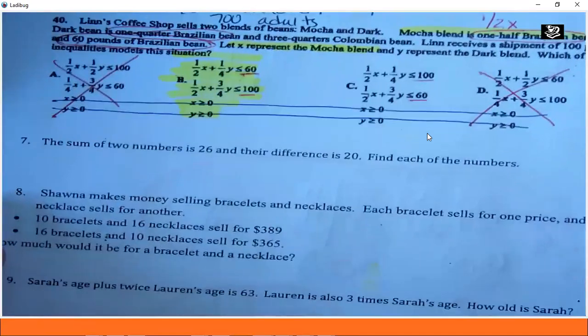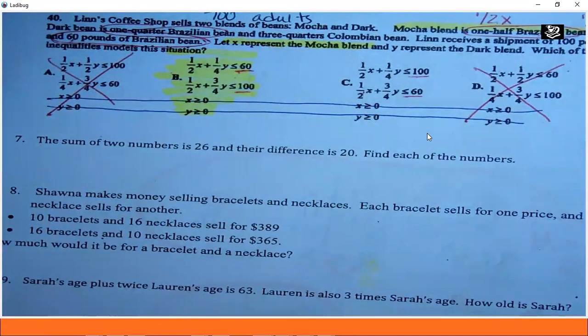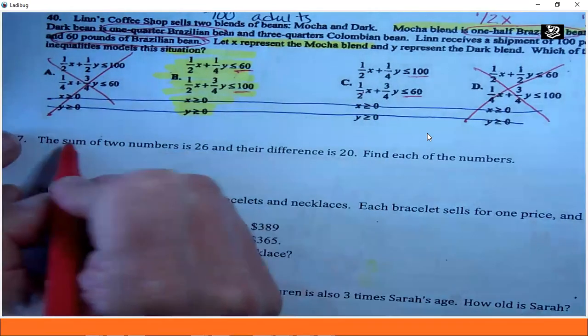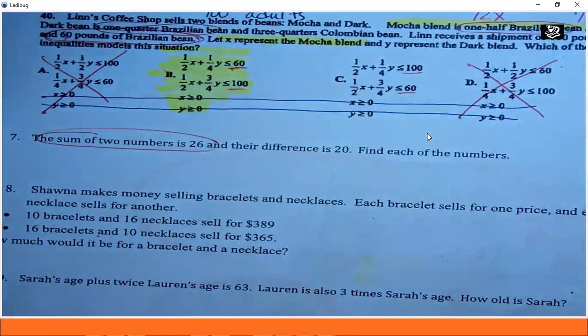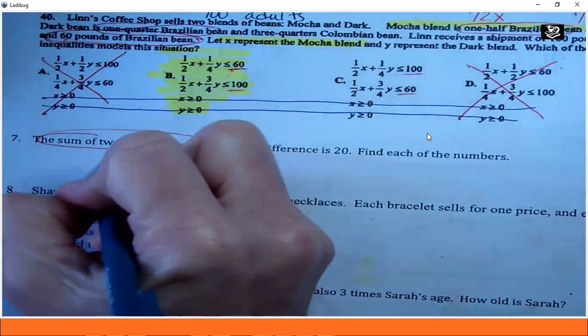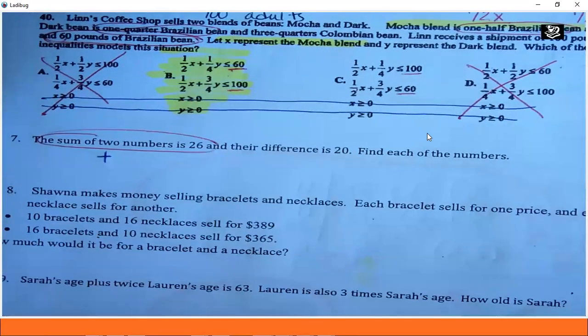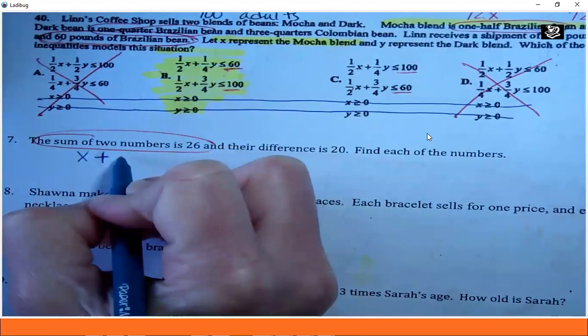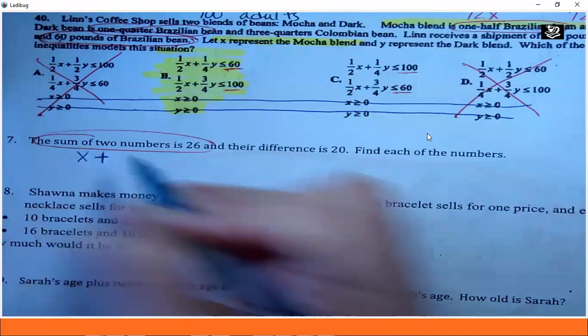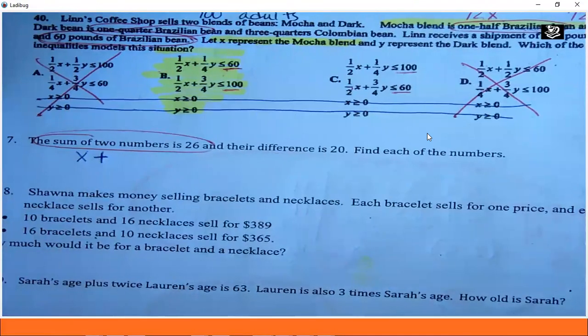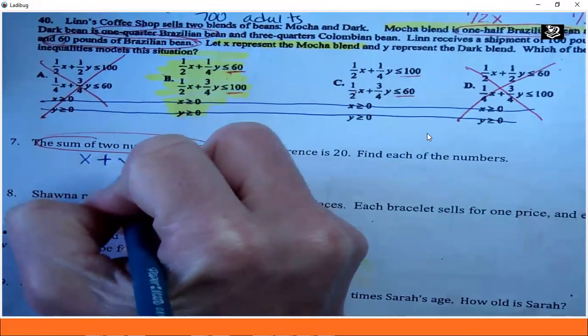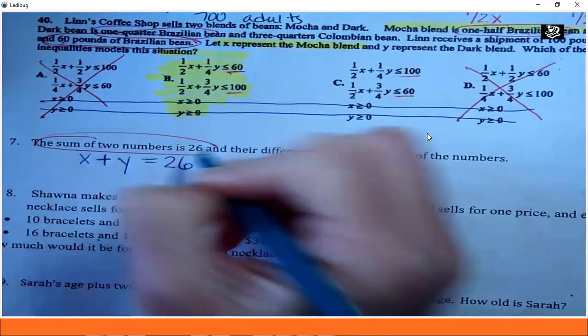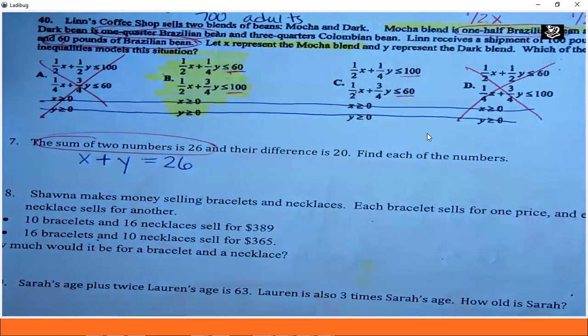Wait for just a little bit. Number 7, Tania. What does sum mean to do? Add. Anybody know what I'm adding? Nope, it doesn't say anything about being consecutive. X and Y. Good, Isaac. X plus Y equals 26. That's your first equation.